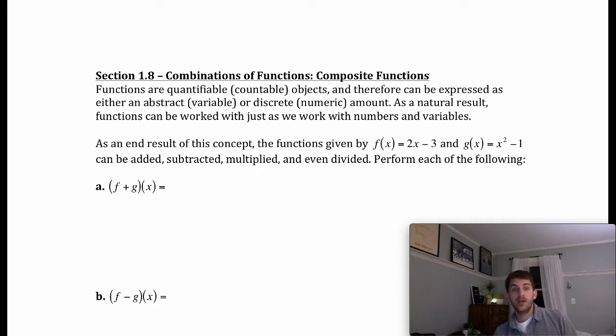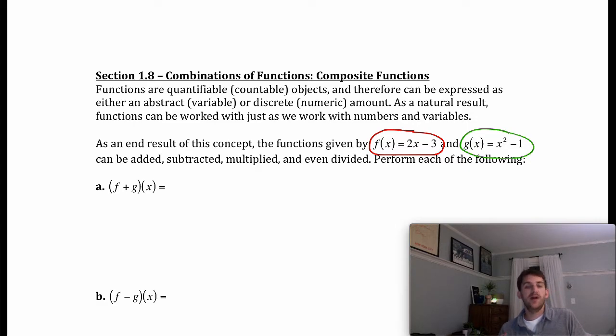So as an end result of this concept, we can take two functions, in this case f of x equals 2x minus 3, and g of x equals x squared minus 1. We can add, subtract, multiply, and even divide them. So let's give this a shot. f plus g of x. I'm going to color code this a second. For f, let's do that in red. And then g, green starts with the letter G, so we're going to go with green.